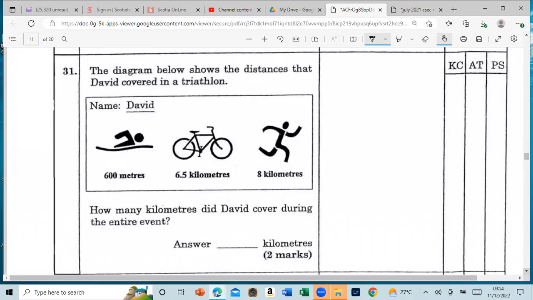31 says, the diagram below shows the distance David covered in a triathlon. So David covered, swimming, cycling, and running. In swimming, he covers 600 meters. On the bicycle, 6.5 kilometers. And running, either running or walking, 8 kilometers. How many kilometers did David cover for the entire event? Who wants to take on this one?